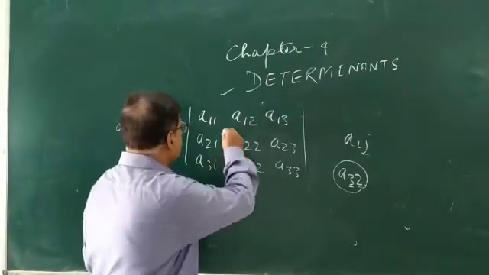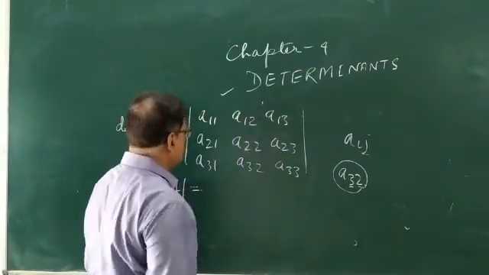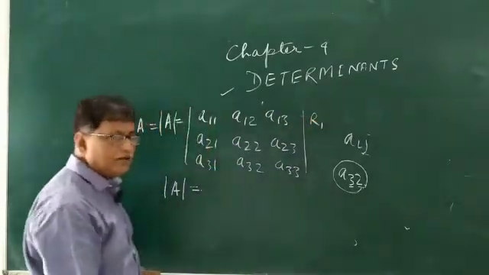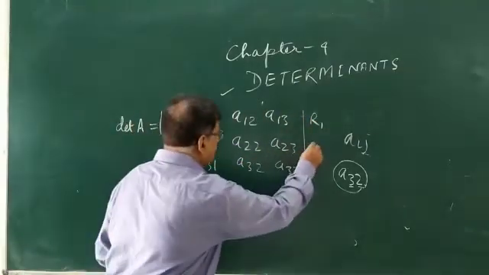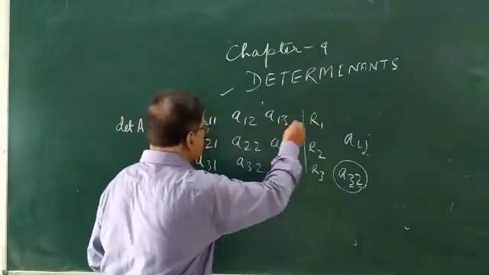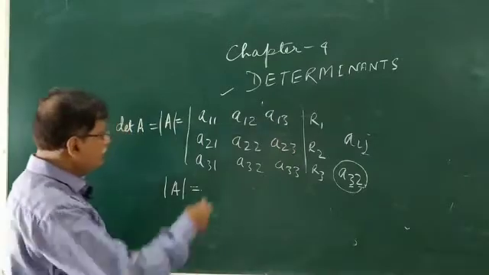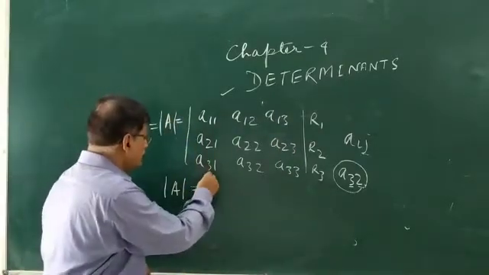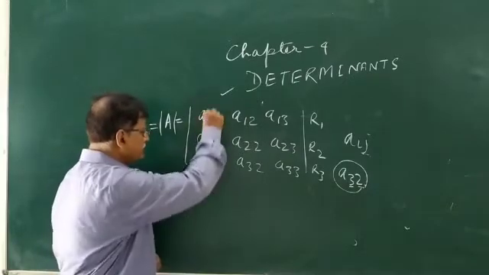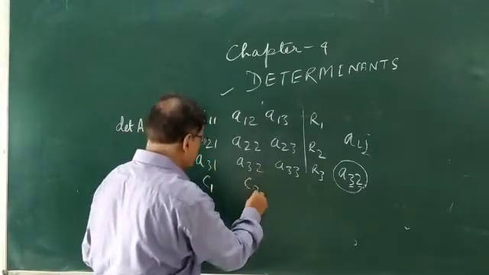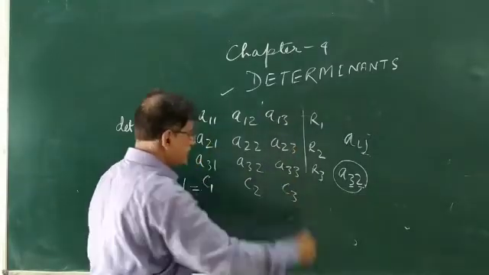Now see this. When you move horizontally, it is called a row: R1, R2 and R3. When you move vertically, it is called a column. First vertical is called C1, second vertical is called C2, third vertical is called C3.